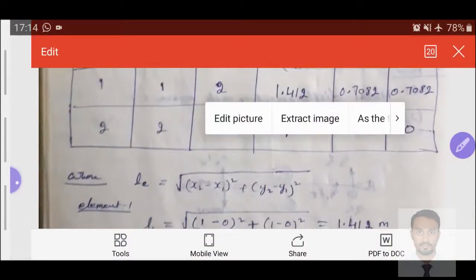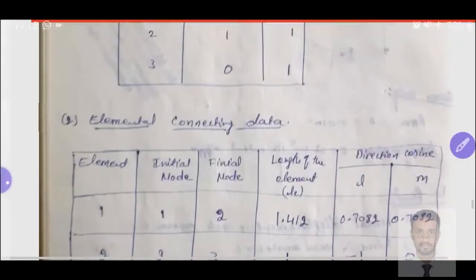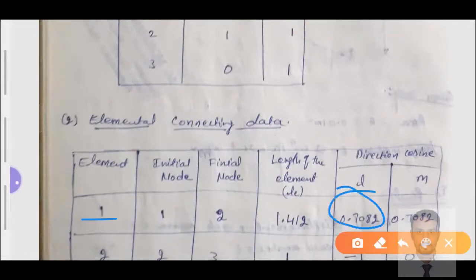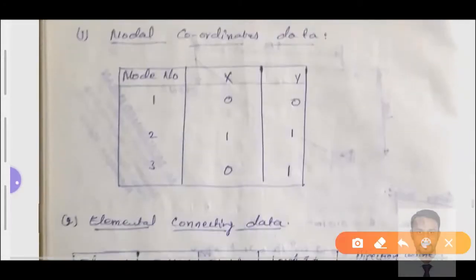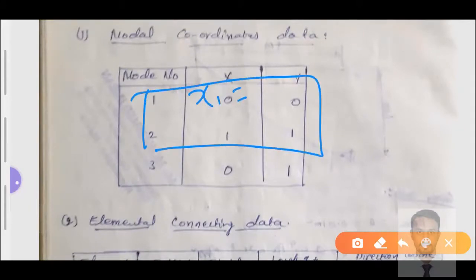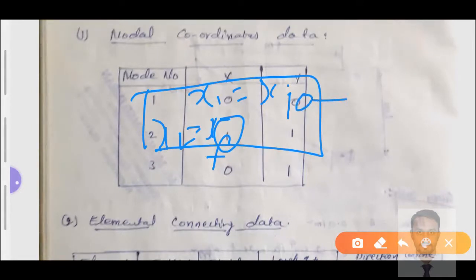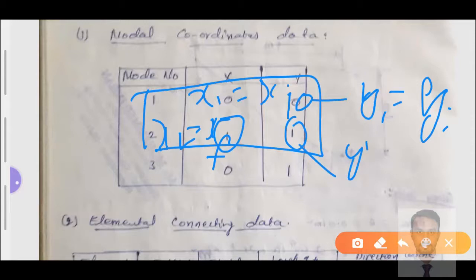So to find out this value, I have considered element number 1 to find out the direction cosine, that will depend upon the x. So I'll take these values. This is x1, meaning x initial, this is x2, that is equal to x final. Then similarly this value is 0, that 0 is equal to y1, which is y initial. Similarly this value is y2, that is equal to y final. So we have this one.